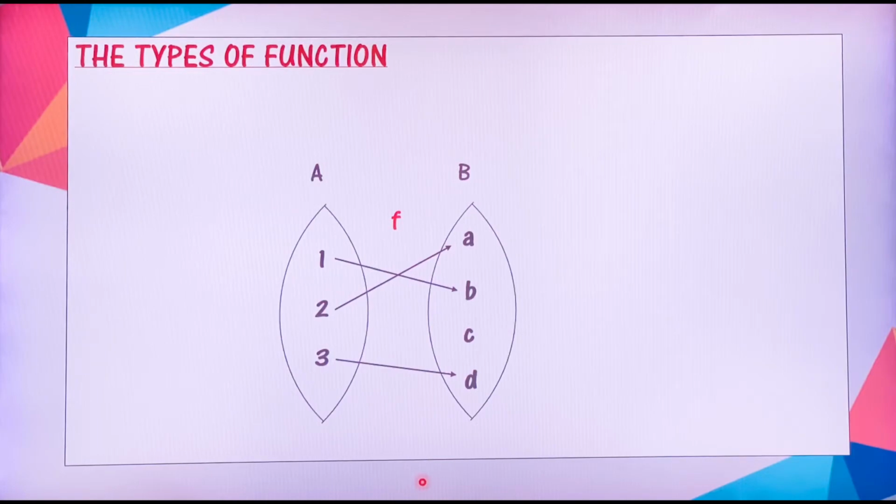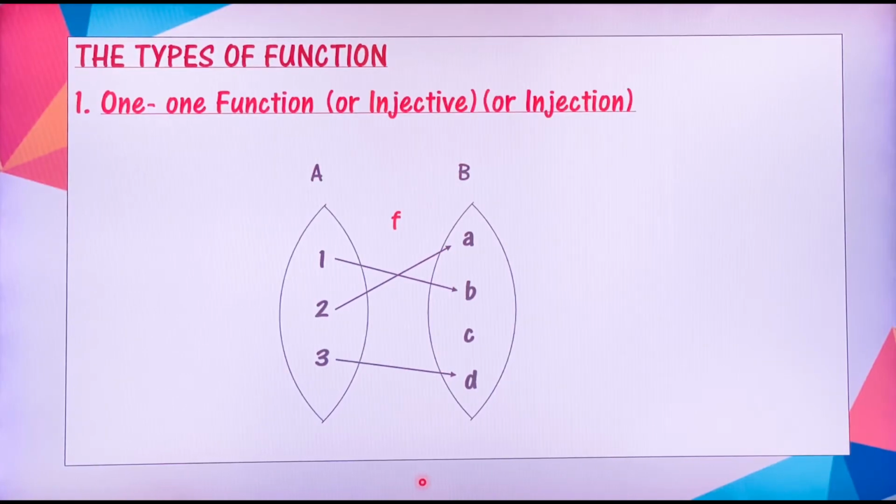Let us study the types of functions. First, one-one function, or injective, or injection. A function f from A to B is said to be a one-one function if distinct elements of A have distinct images in B. See the mapping. Here, 1 is related to B, 2 is related to A and 3 is related to D. So, it is one-one. Note that C belongs to set B and doesn't have a pre-image in set A, which doesn't matter.